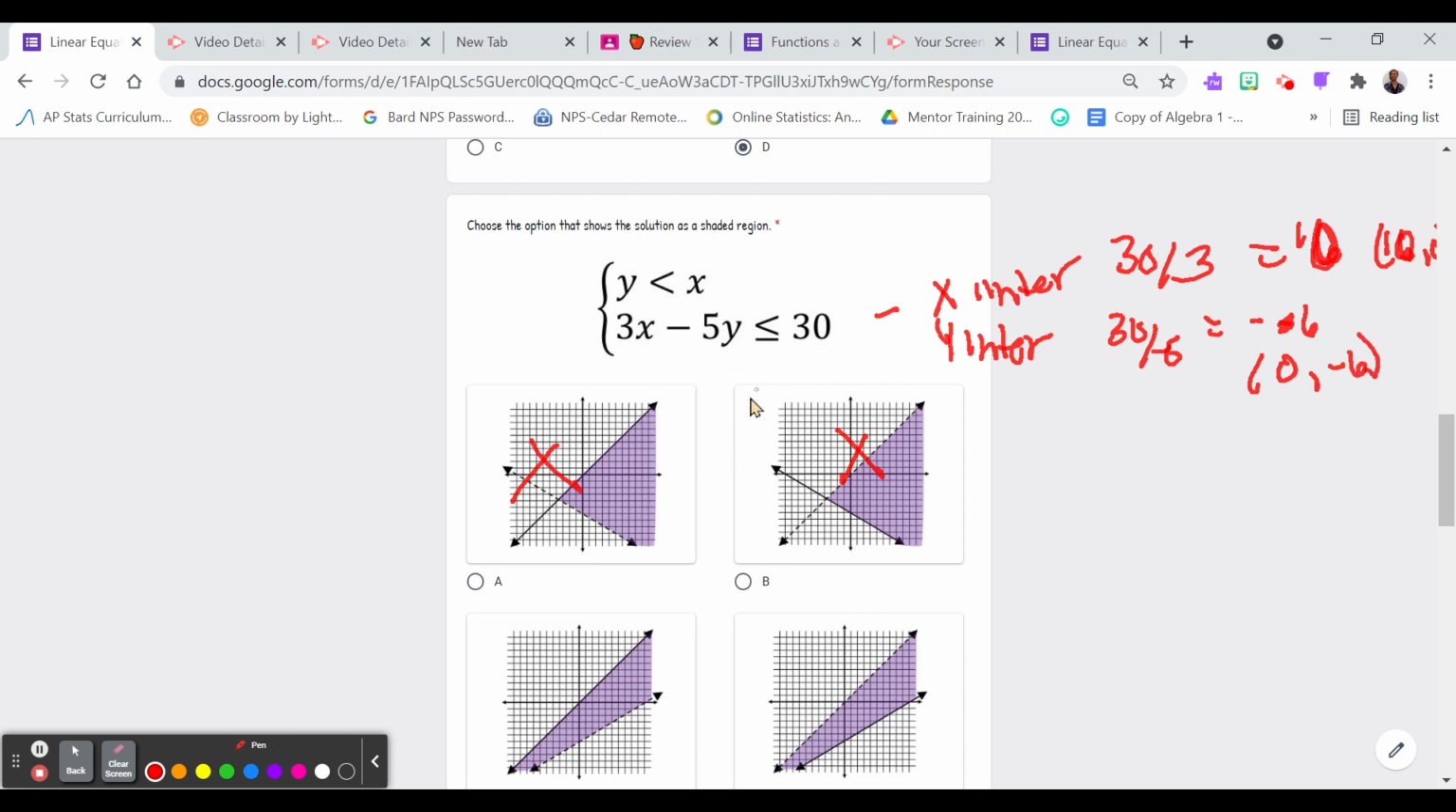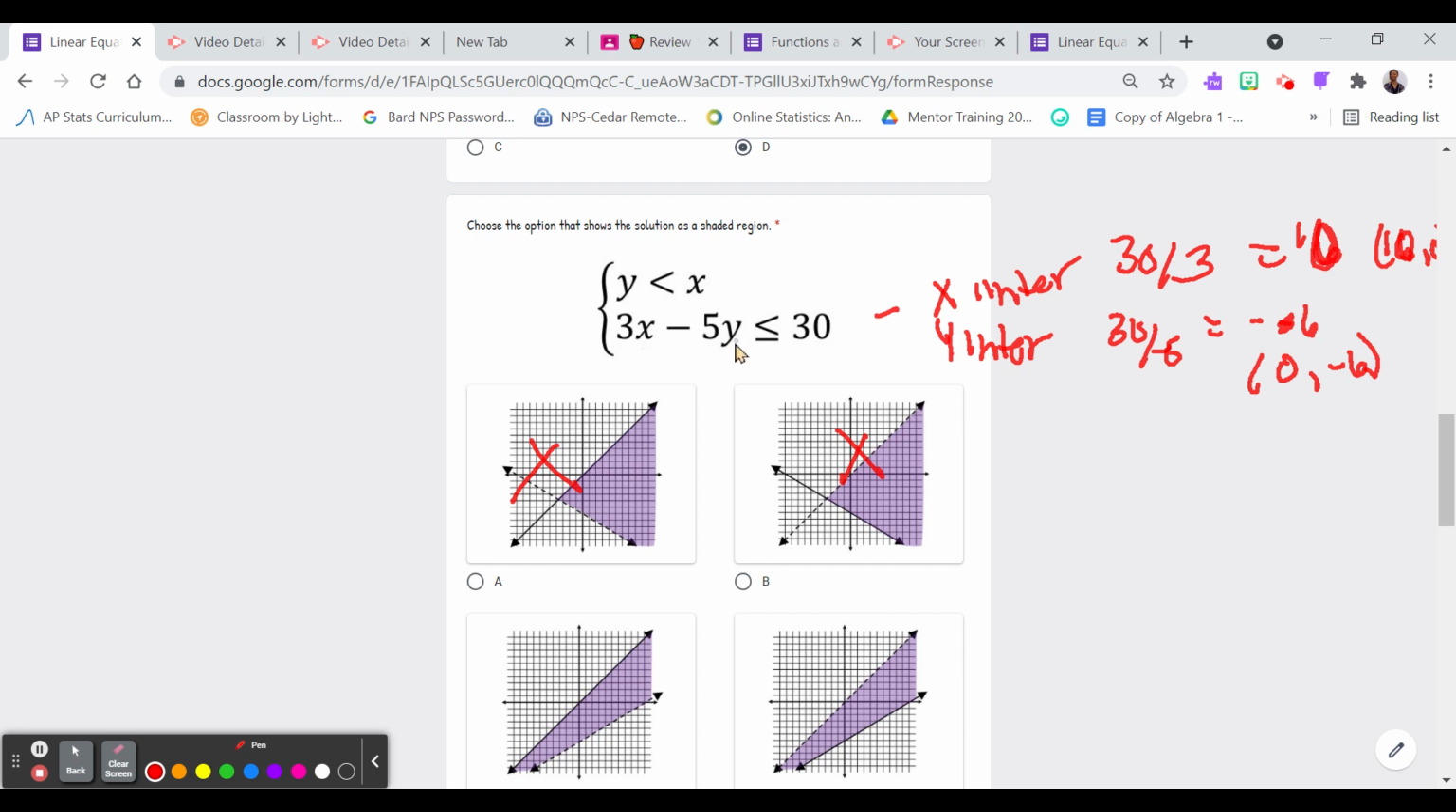However, do I shade above or below? Which one is it? It's hard for me to figure it out this way. So I could get it into slope-intercept form, which means I get y by itself on one side. You can also test a point. Actually, let me do that, I think that's quicker. You can pick one point, and if that point makes the equation true, that means you need to shade that point. So let's pick 0, 0.